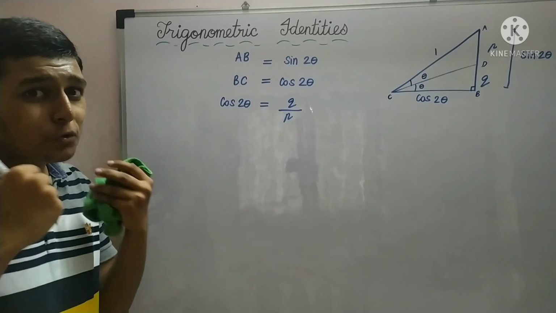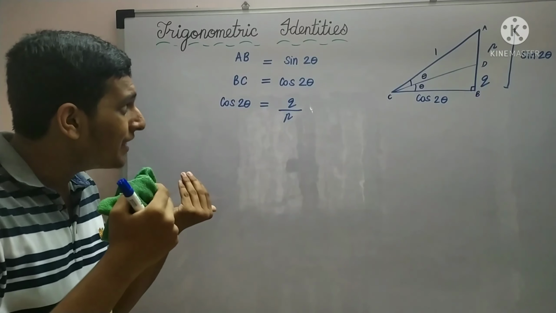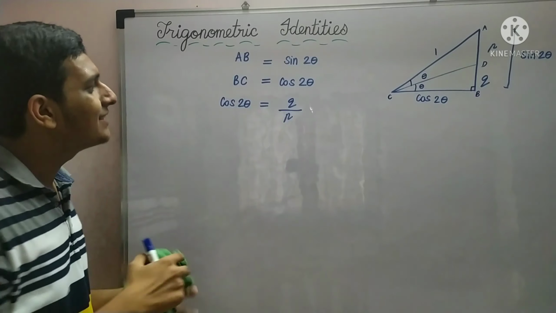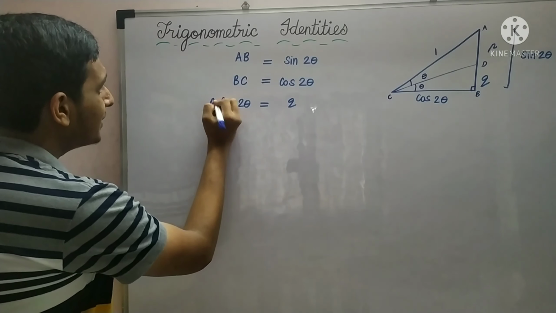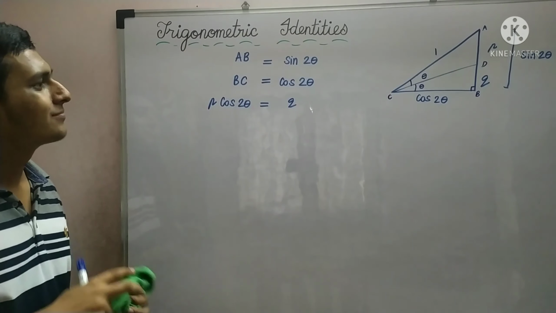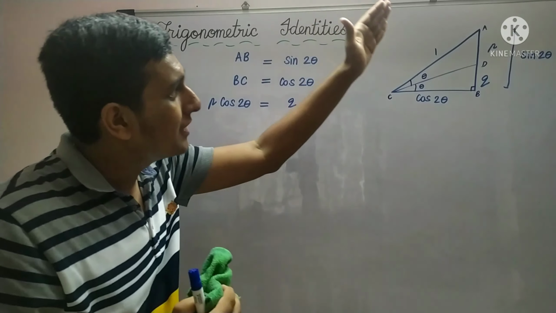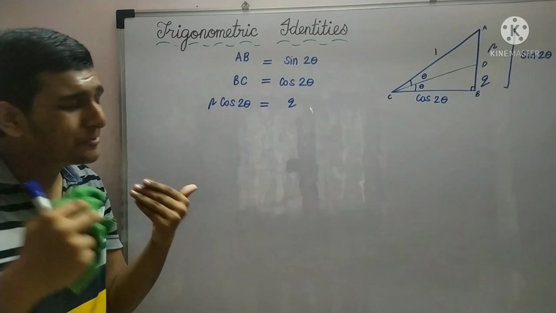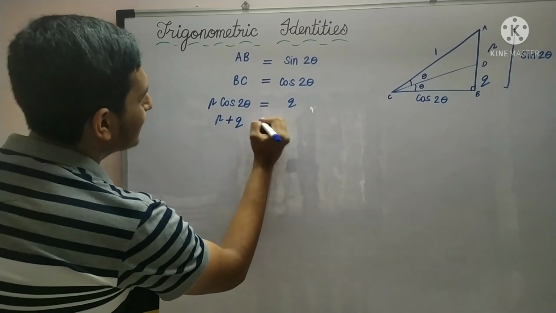If we multiply both the sides of this equation by P, we express Q in terms of P and theta. So P cos 2 theta is equal to Q. Clearly, if we combine P and Q, if we add them, we get AB, which is equal to sine 2 theta. That is how we get our second equation.